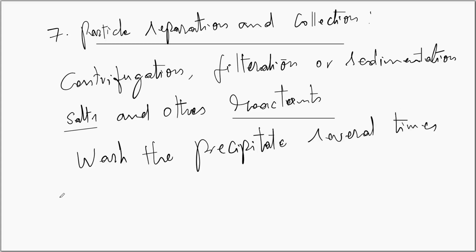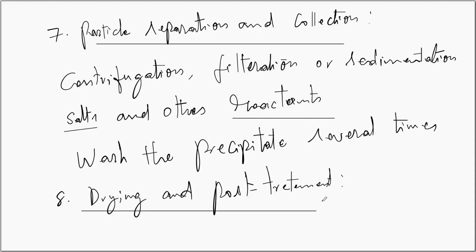And the next aspect is drying and post-treatment. The washed nanoparticles are typically dried to remove any remaining solvent. Depending on the specific application, post-treatment steps such as calcination, annealing, or surface modification may be performed to enhance the properties or the functionality of the nanoparticles. So why is drying done? Drying is done to remove the remaining solvent.